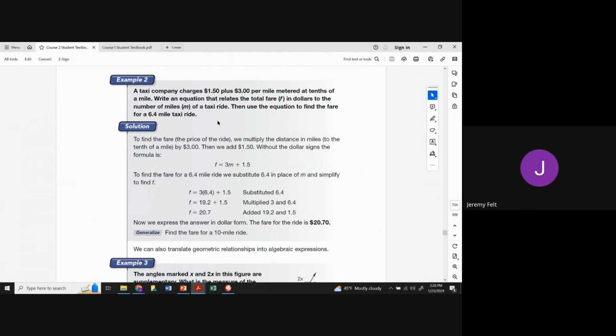Okay, so M, number of miles, it's $3 per mile metered at tenths of a mile. So fare is F, so that's where we get this, equals 3 times the miles, because it's $3 per mile, plus 1.5, because $1.50 we have to pay no matter what. If we go 1 mile or 100 miles, we're paying that up front. So that's a fixed cost that we can't get rid of.